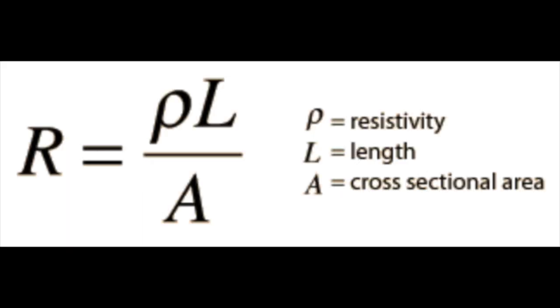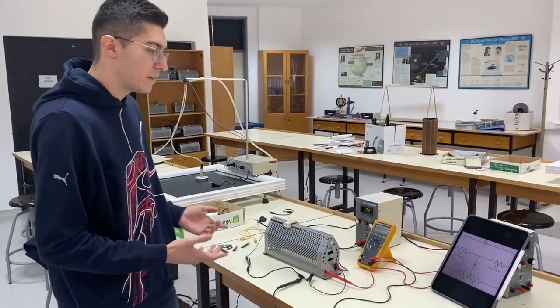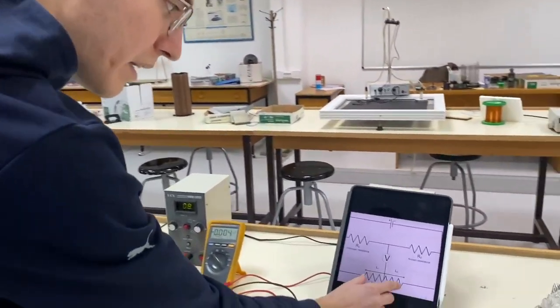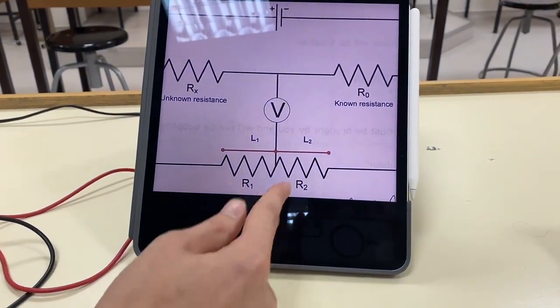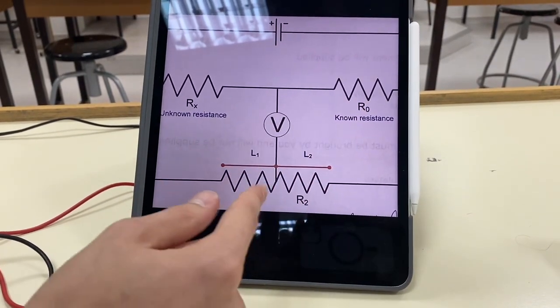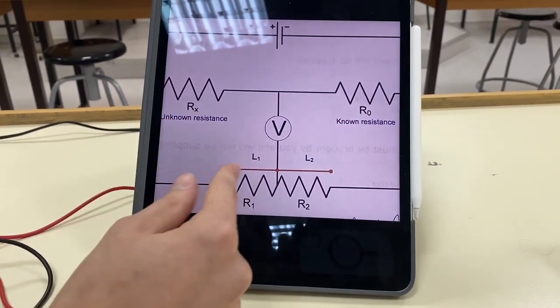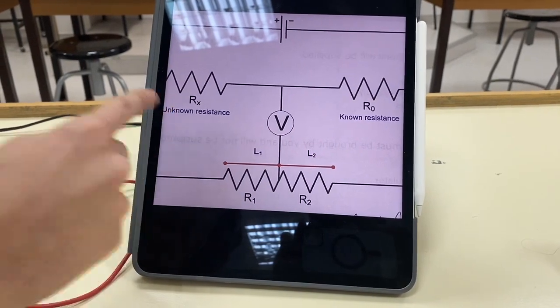We will use the proportional relation between the resistance and length of a metal. And this is my setup. As I mentioned earlier, in the rheostat, L2 over L1 will be equal to R2 over R1, and R, which is also equal to R0 over Rx, where we know R0 and trying to find Rx.